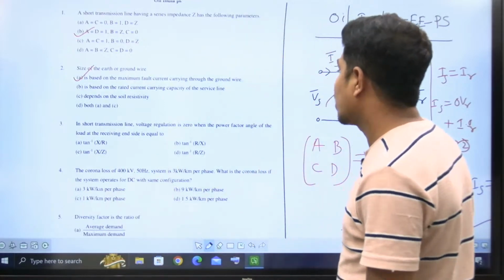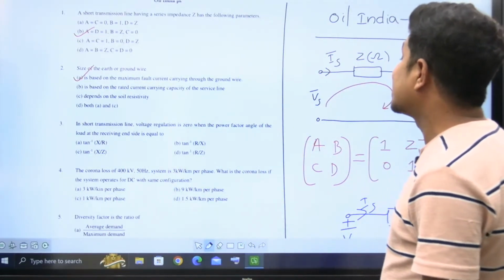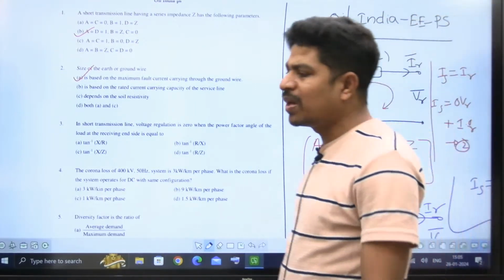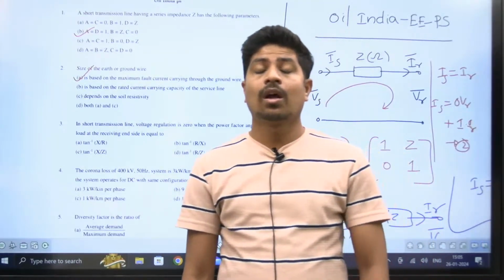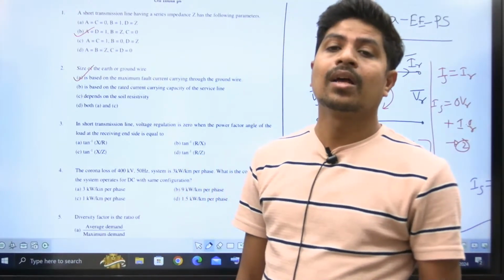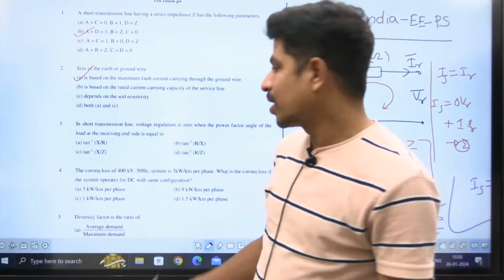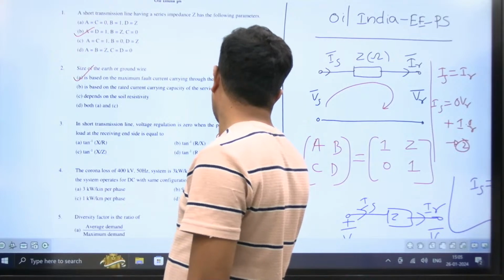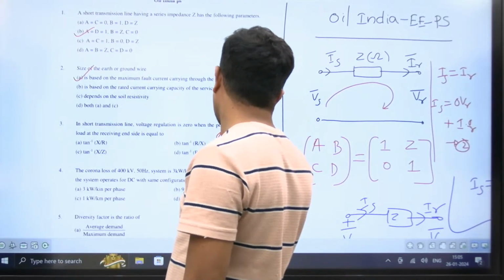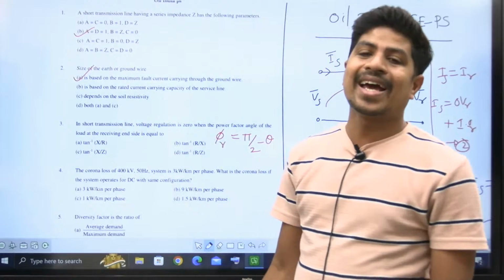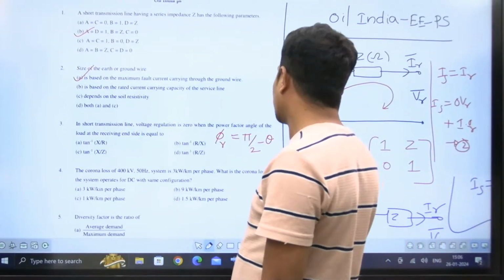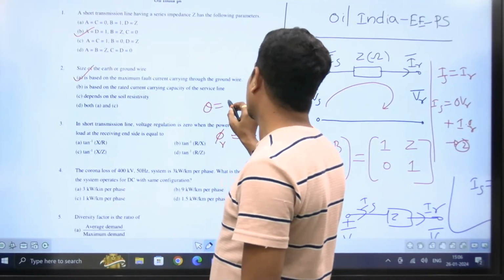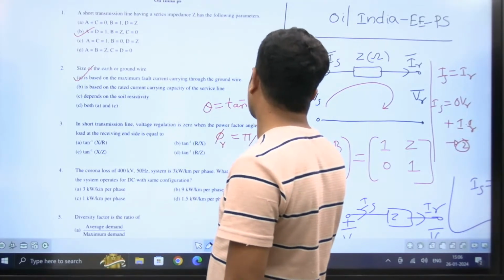Third question: in a short transmission line, voltage regulation is zero when the power factor angle of the load at the receiving end is equal to what? For what load power factor angle is the voltage regulation zero? The condition for zero voltage regulation is that the receiving end load power factor angle phi r is equal to pi by 2 minus theta. Apply cos or tan on both sides, then you are going to get theta equal to tan inverse of X by R.